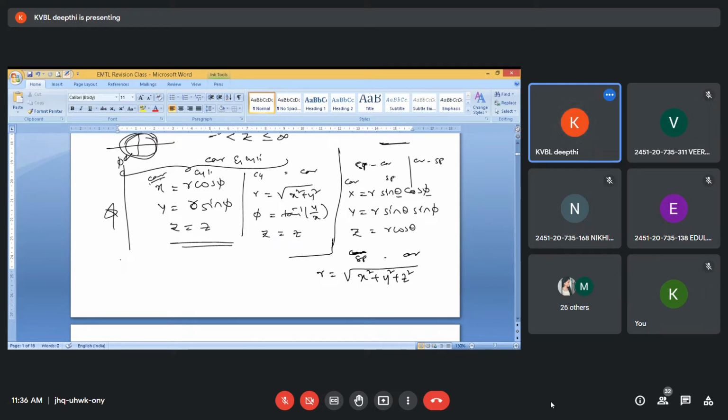The next one, I'm writing all the formulas in a single page, that's why I'm writing it here. So theta will be equal to cos inverse of z by root of x square plus y square plus z square. And the last one we have is phi.